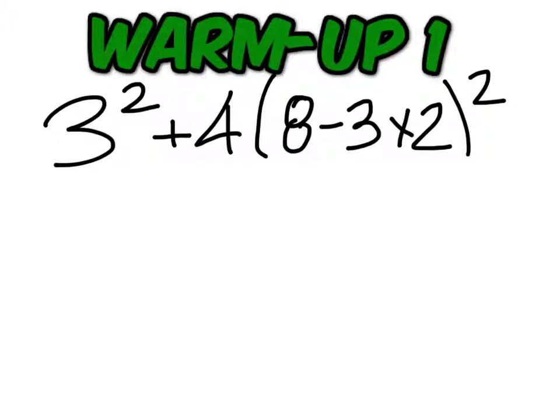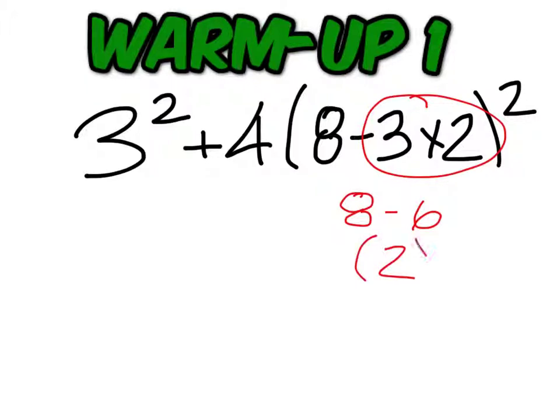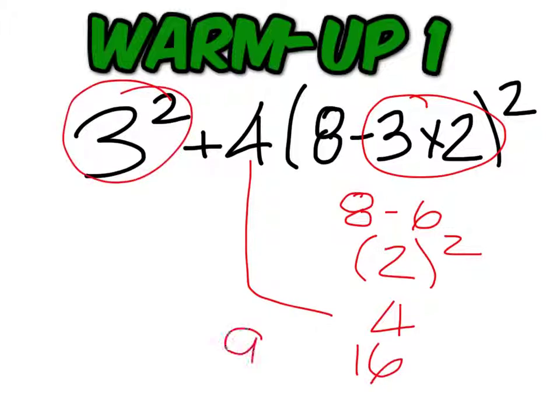For this one, you have to go inside the parentheses first. 3 times 2 is 6. 8 minus 6 is 2. 2 squared is 4. 4 times 4 is 16. Of course, 3 squared is 9. Add those together and you get 25.